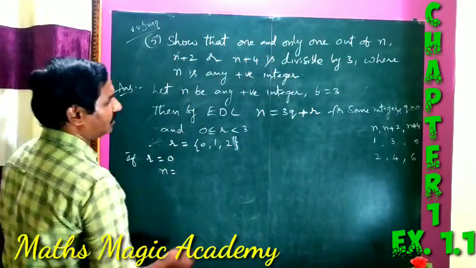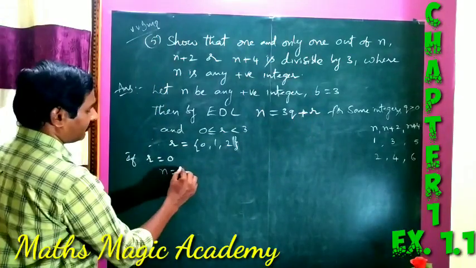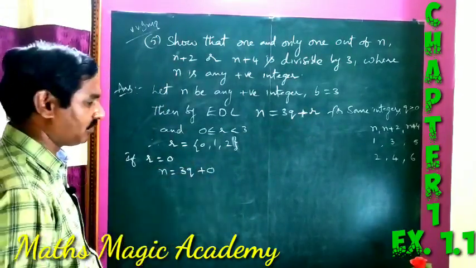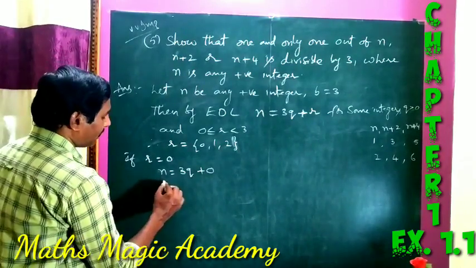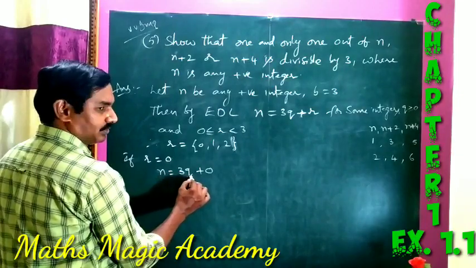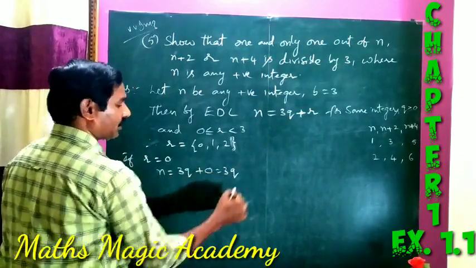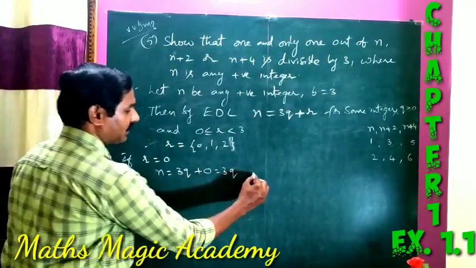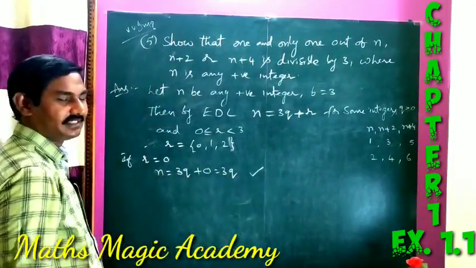n equals 3q plus r. That means n equals 3q plus 0. So here n equals 3q plus 0, that means definitely 3 into q. It is nothing but 3 into q. Therefore, this is divisible by 3.